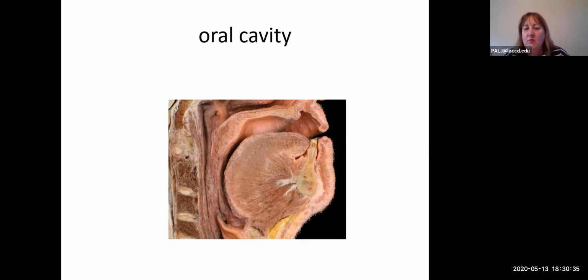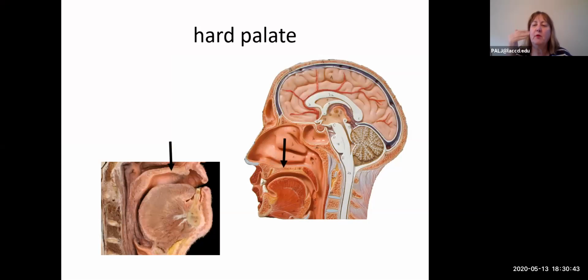The space inside your mouth is called the oral cavity. So once you open your mouth, you're inside the oral cavity. And the uppermost border anteriorly of the oral cavity is the hard palate. So recall the hard palate contains the palatine process of the maxilla as well as the palatine bone.